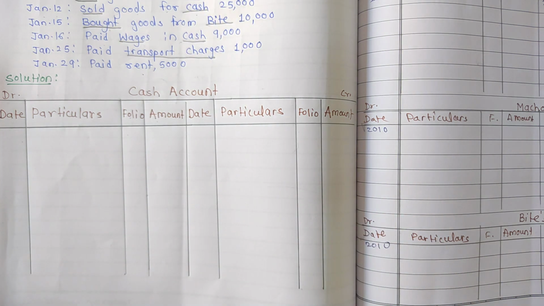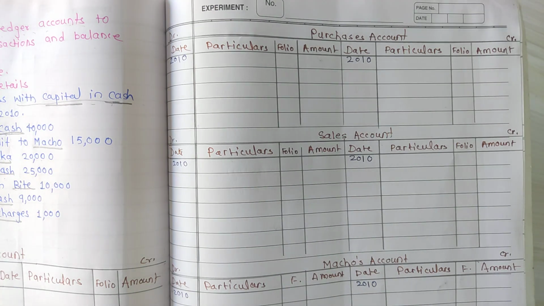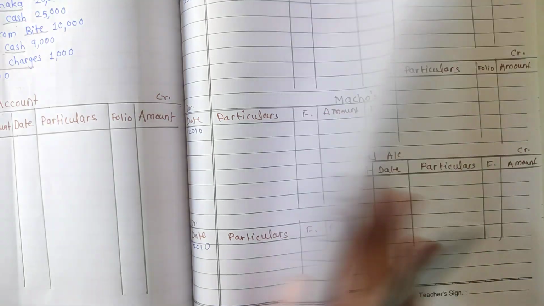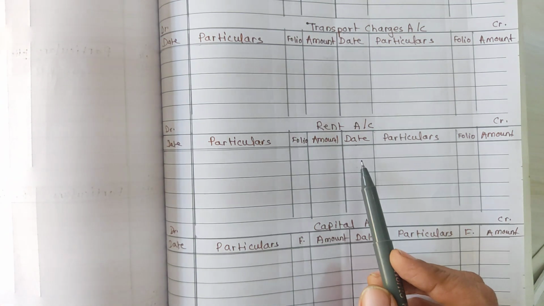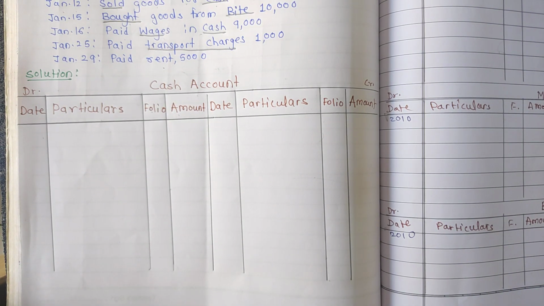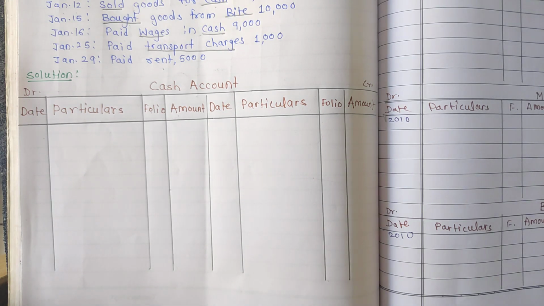Now which accounts are affected? We are preparing all the ledger accounts: purchases account, sales account, Matthew's account, Byte's account, wages account, transport charges account, rent account, capital account. So in this way, we are preparing all the ledger accounts.